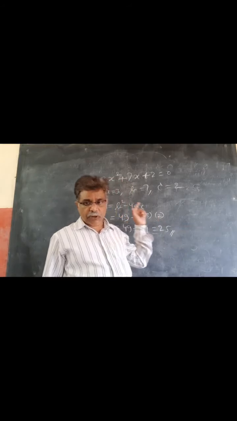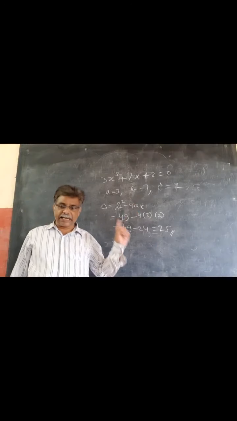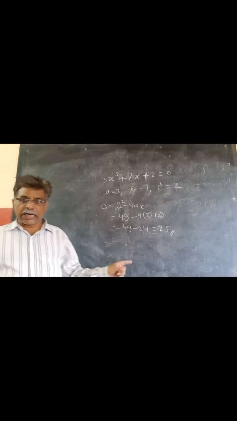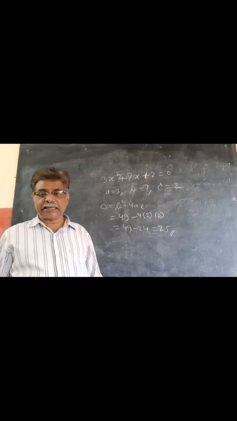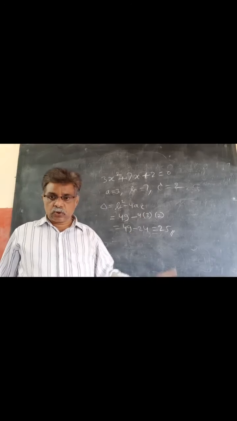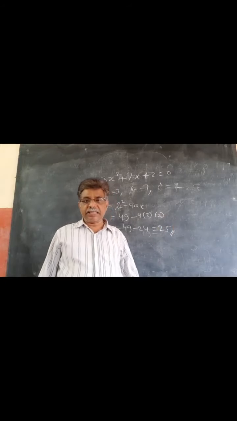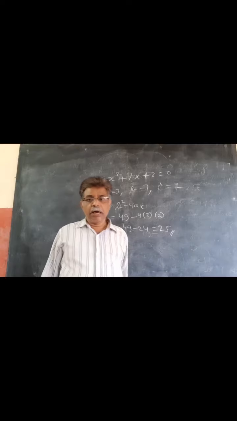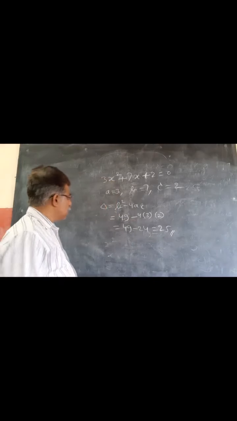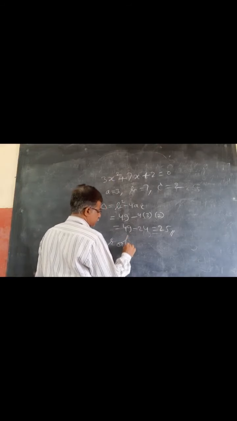Now this is greater than 0. If b square minus 4ac is greater than 0, roots are real and distinct. Equal to 0, roots are real and equal. Less than 0, roots are non-real, means complex or imaginary. Here I got greater than 0, 25. Means roots are real and distinct. One more thing, I got perfect square. Perfect square means roots are rational.